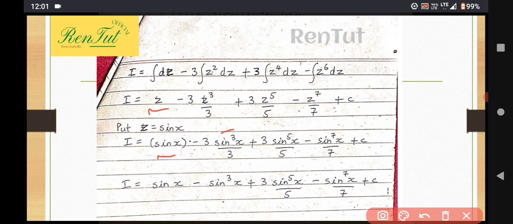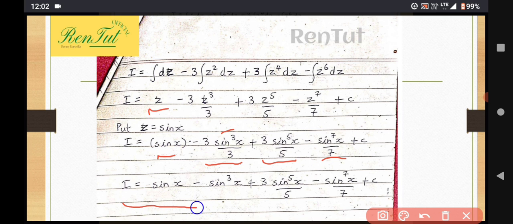Then the next term, 3 into, instead of z we will be putting sin x. So sin x raised to 5, because z raised to 5 is there, and denominator we have 5. Then sin x raised to 7, denominator 7. Up till here we have completed. Now the plus 3 and the minus 3, the above 3 and the below 3, you have to cancel. So you can write this final answer.